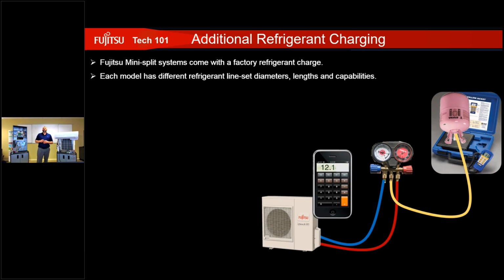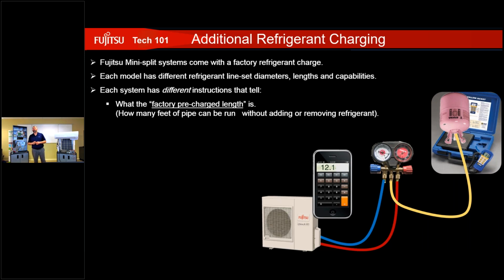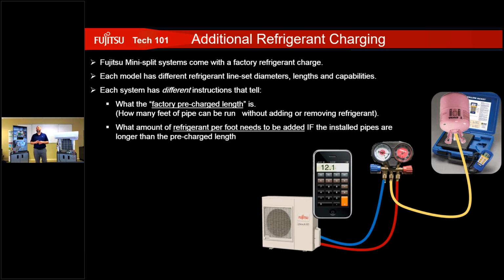All right, weigh that in and you'll be good to go. You'll have the perfect amount of refrigerant. The factory pre-charge will be present on the sticker of the unit. It will also be present in the Fujitsu full line brochure. So you have a couple of different places you can find that information.